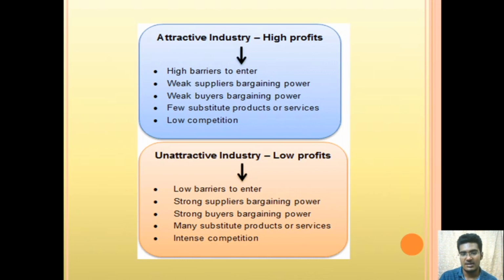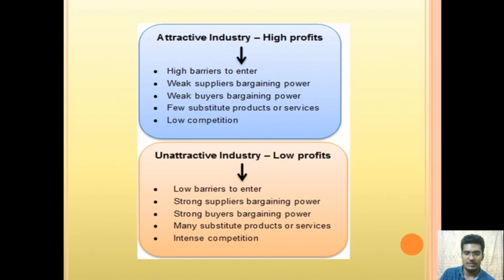And now, what are the unattractive industries that can make low profits? As I said, low barriers to entry. If the capital is less, and if the product manufacturing process is very easy, a lot of competitors will eventually get into the market manufacturing the product. And strong suppliers' bargaining power. If a company depends on a few suppliers, the power eventually moves to the suppliers, because the entire company runs on the raw material they supply, so they can eventually increase the price.